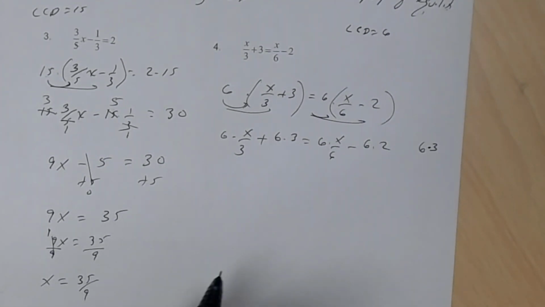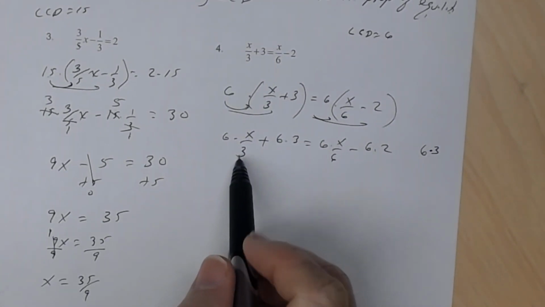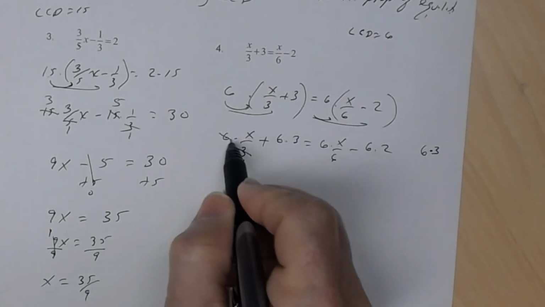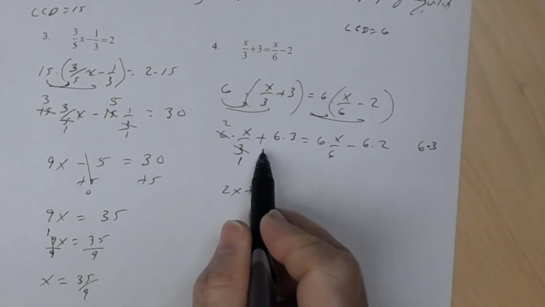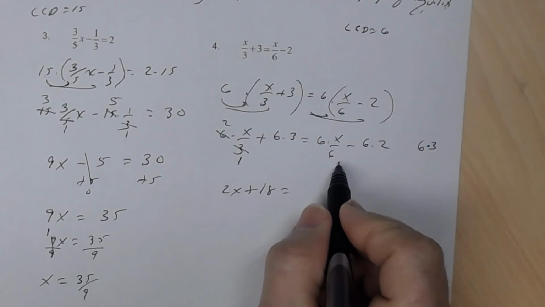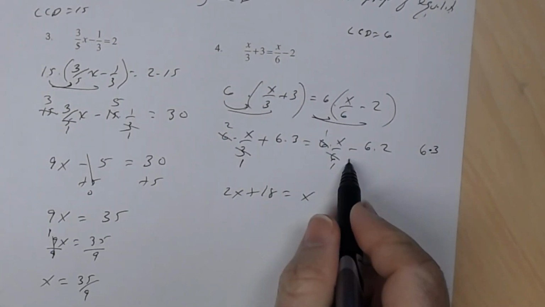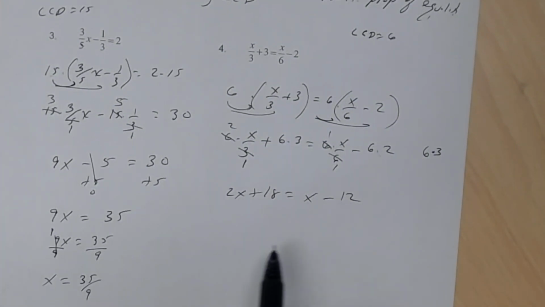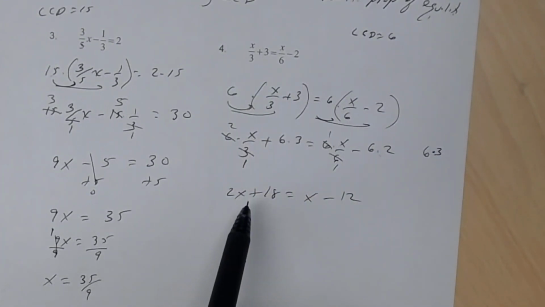All right, now remember, the whole purpose of multiplying by the LCD is to get this denominator to be a 1. So I'm going to reduce. 3 into 3 is 1, 3 into 6 is 2, and then 2 times x is 2x, plus 6 times 3 is 18, equal, let's reduce here. 6 into 6 is 1, 6 into 6 is 1, 1 times x is x, minus, and then 6 times 2 is 12. And now I've cleared the fraction, so that makes finding the solution a lot easier.